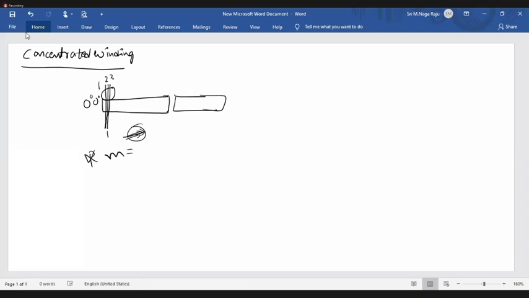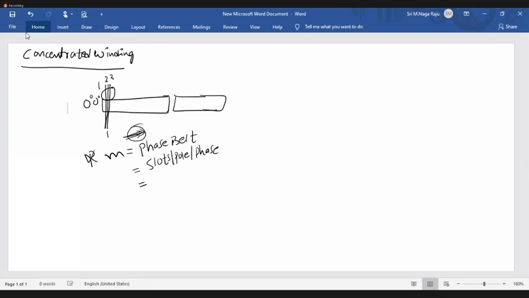First of all, what is M? Slots per pole. M is phase belt. What is the value? What is the formula for phase belt? Slots per pole per phase.